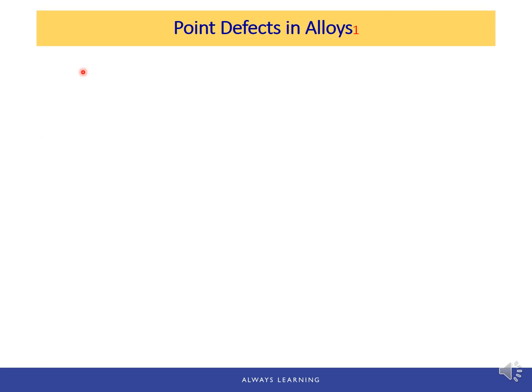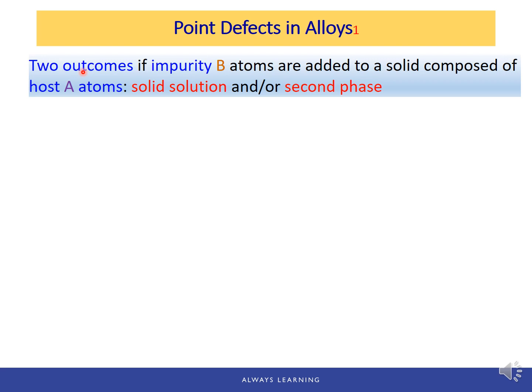The most familiar metals are not highly pure, rather they are alloys, in which impurity atoms have been added intentionally to impact specific characteristics of the material. So let's take a look at the point defects in alloys. By adding the impurity atoms to the host atom, there are two possible results. One is solid solution, another one is a second phase. So in this chapter, we will focus on solid solution and we will learn second phase later.